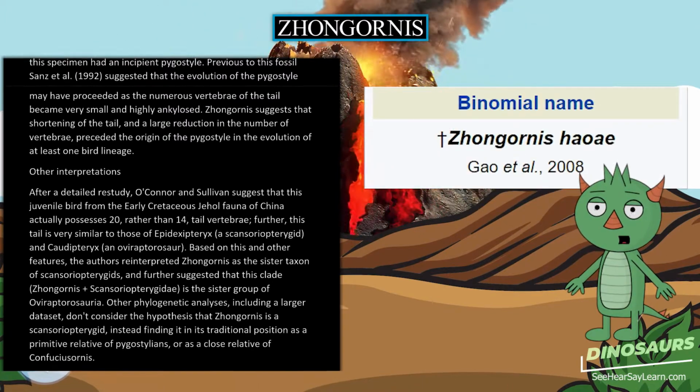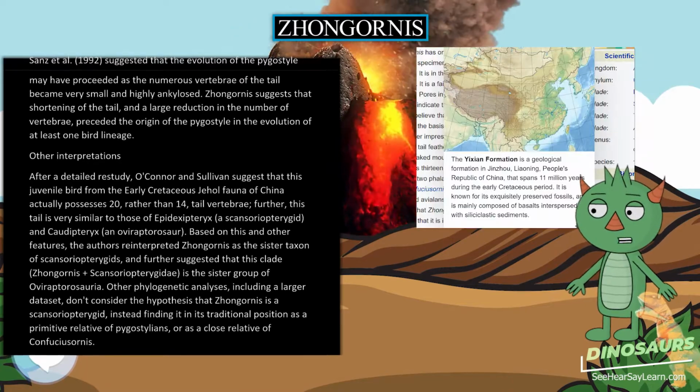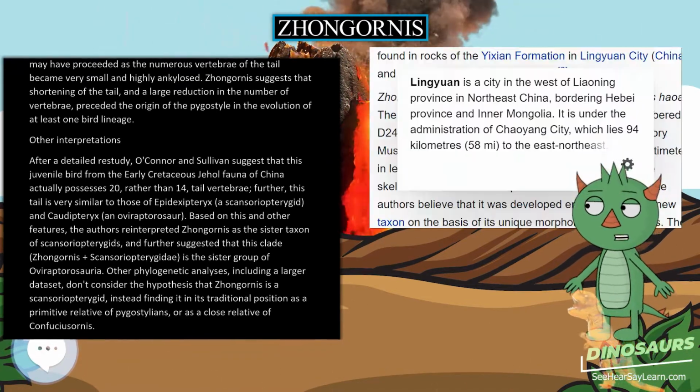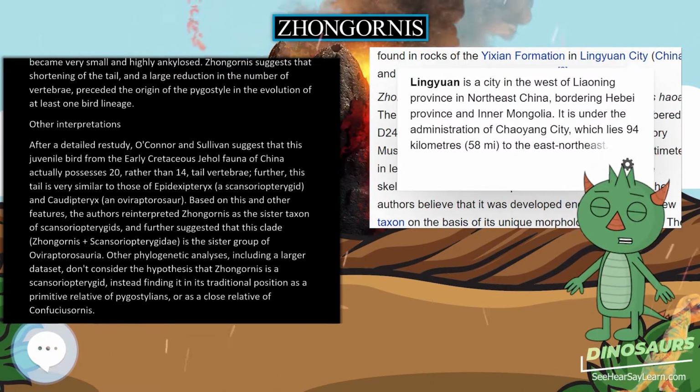Other phylogenetic analyses, including a larger dataset, don't consider the hypothesis that Zhongornis is a scansoriopterygid, instead finding it in its traditional position as a primitive relative of pygostylians, or as a close relative of Confuciusornis.